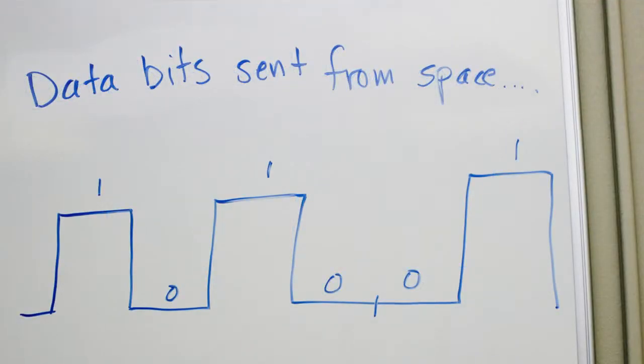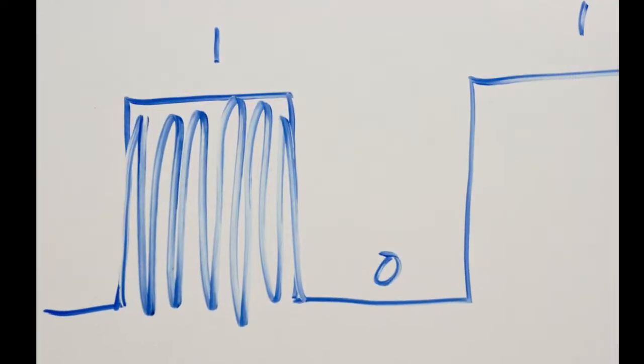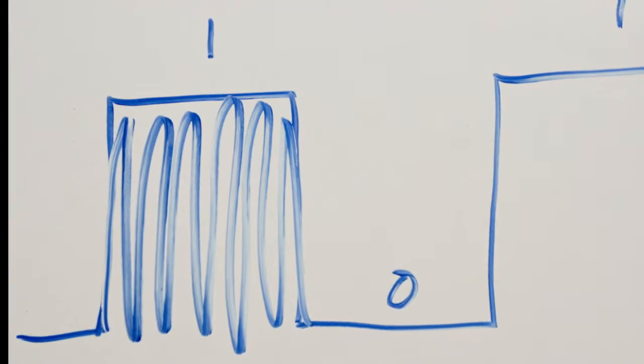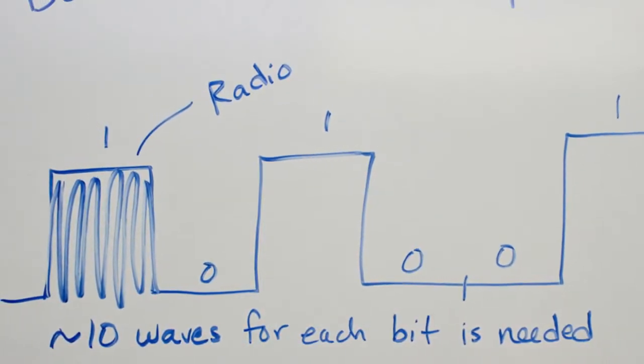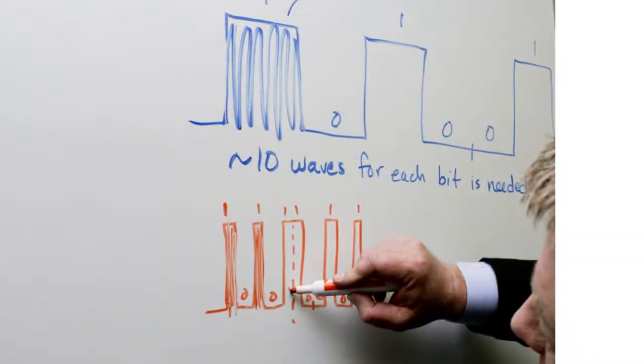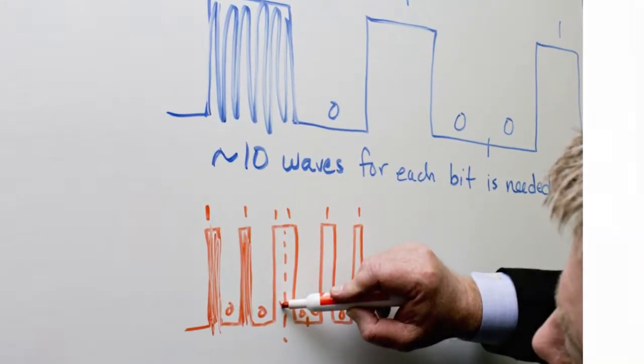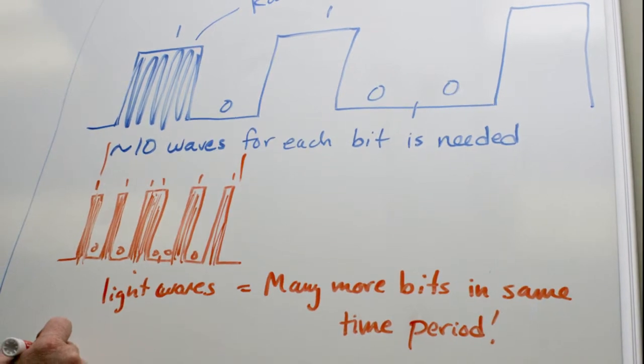So there's basically a theorem that says that you need about 10 of these waves to make up any one bit in a certain amount of time. 10 of any given type of waves. So you need 10 radio waves to make up one bit. And what that means for light waves, that means you can make many, many more light pulses.